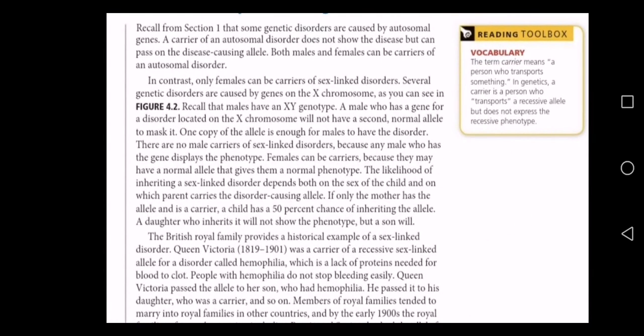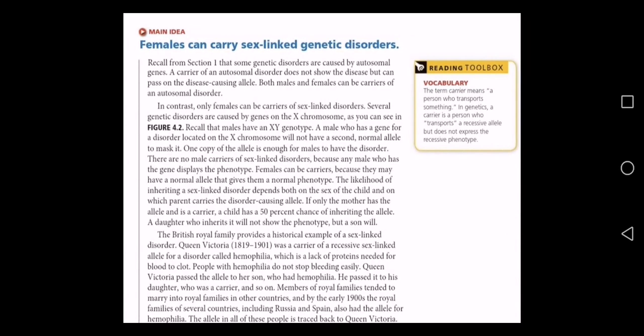Now, one of the main topics when we study human genetics is sex-linked genetic disorder. You will notice, always when we study human genetics, we focus on disorders. Problems, diseases, disorders that are gonna be in the next generation, in the kids, in the offspring.